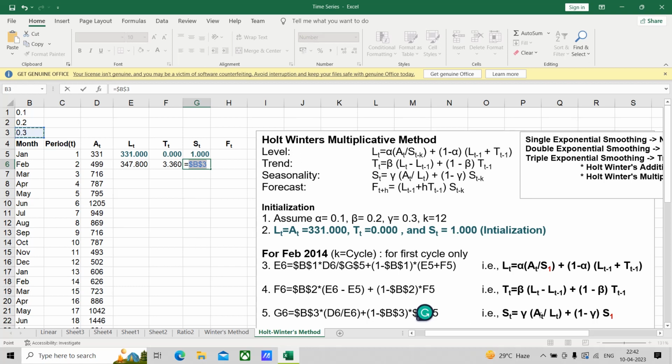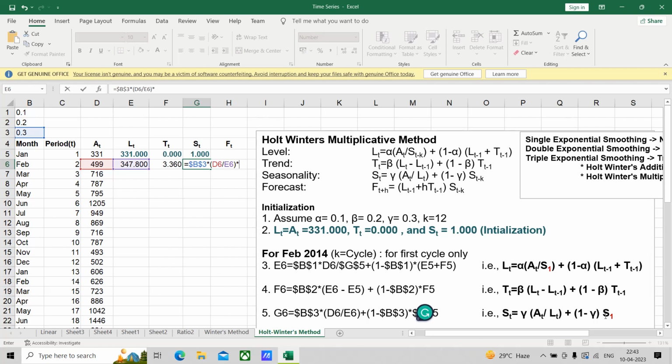Then multiply it by At by Lt. So I put here multiplication sign, then opening bracket, and At. For this t is 2, so At denotes A2, and A2 is nothing but this cell D6. So I click here and then divide it by Lt. Lt is L2, and L2 is this cell E6. So I click this E6. Then we put closing bracket. Then we put here multiplication symbol.